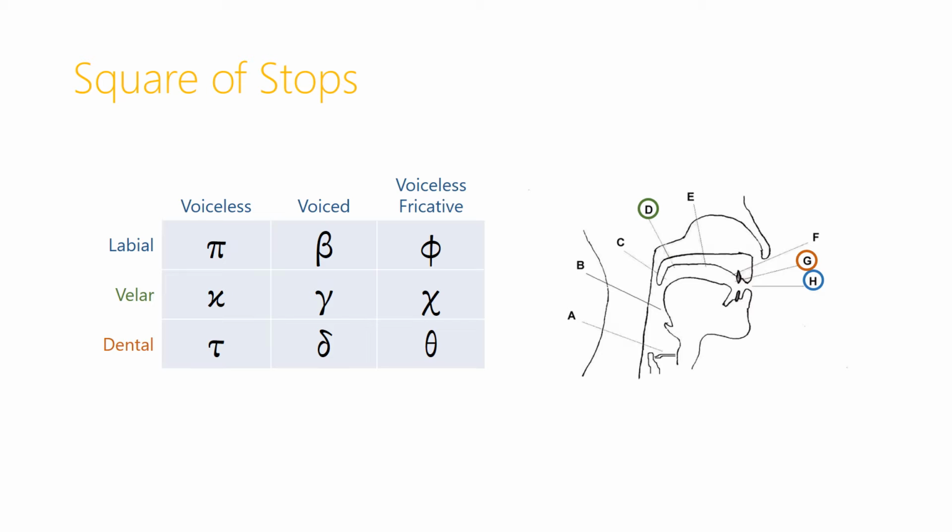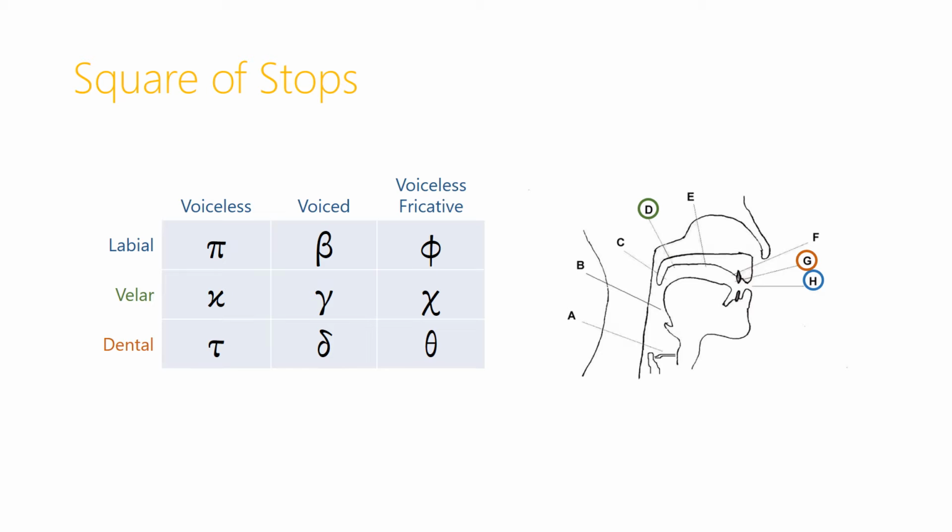The velar stops are the consonants that are made by touching the back of our tongue to the soft palate, or the rear part of the roof of our mouth. And so the Greek consonants made that way are kappa, k, gamma, g, and chi, ch. Finally, the dental consonants are the ones that are made by touching our tongue to our teeth or just behind our teeth. And these are tau, t, delta, d, and theta, th.